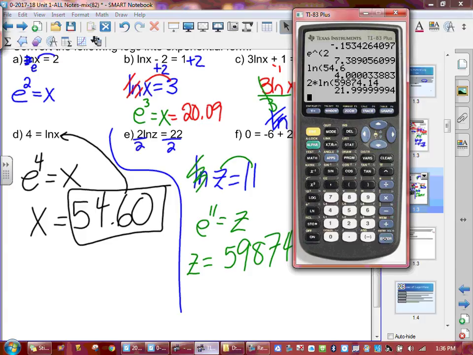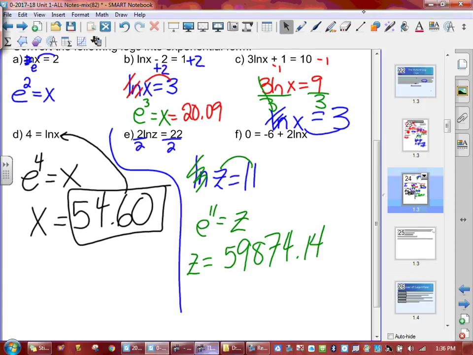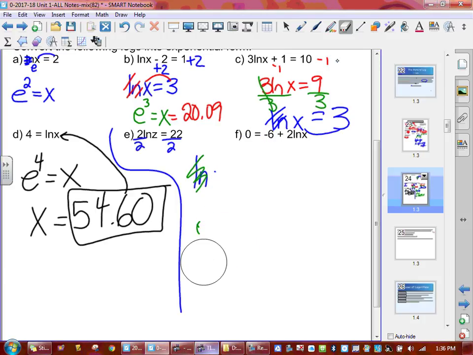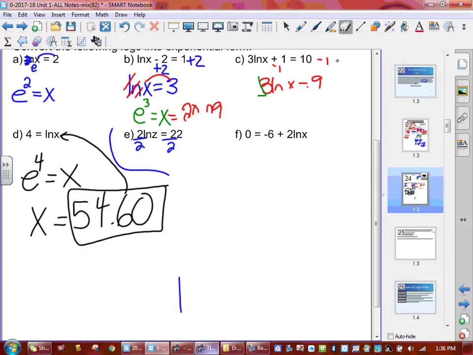All right, last question. A couple things going on. We have to move the 6 over, and then we got to divide the 2 out. So I'm going to put the equal sign on the other side. I'm going to erase all this stuff. Make sure you've got it written down. It's going away. Okay. On here, equal sign to the other side. Negative 6 is coming over by adding 6. So I'm going to get 2 ln x equals 6.